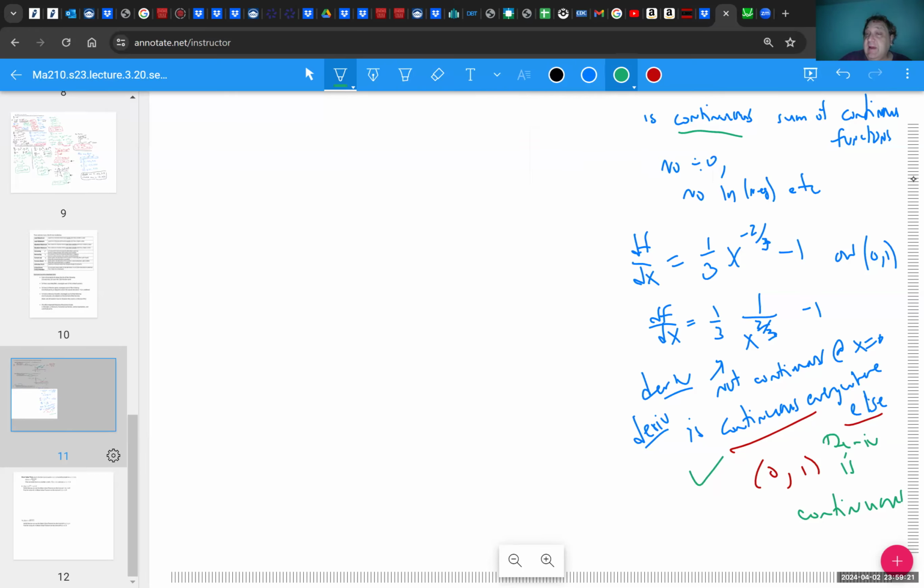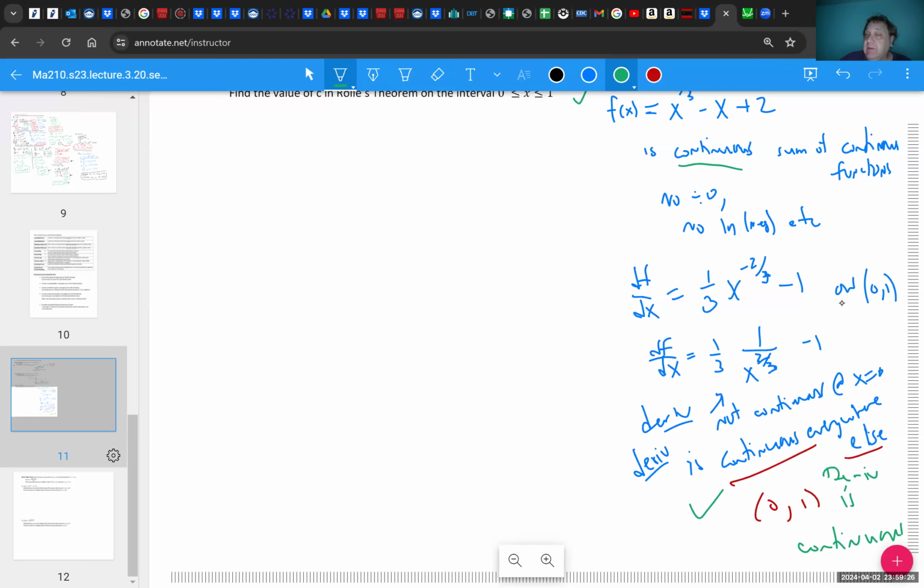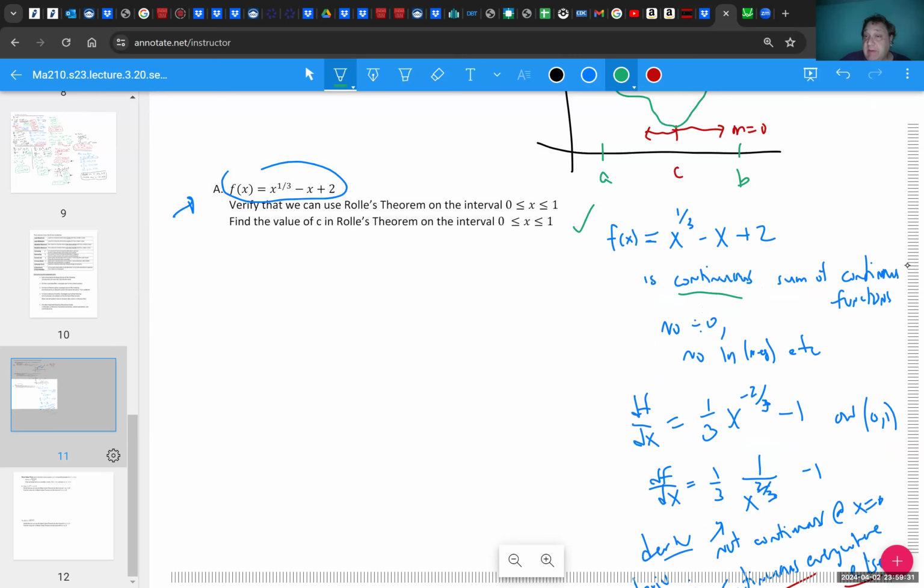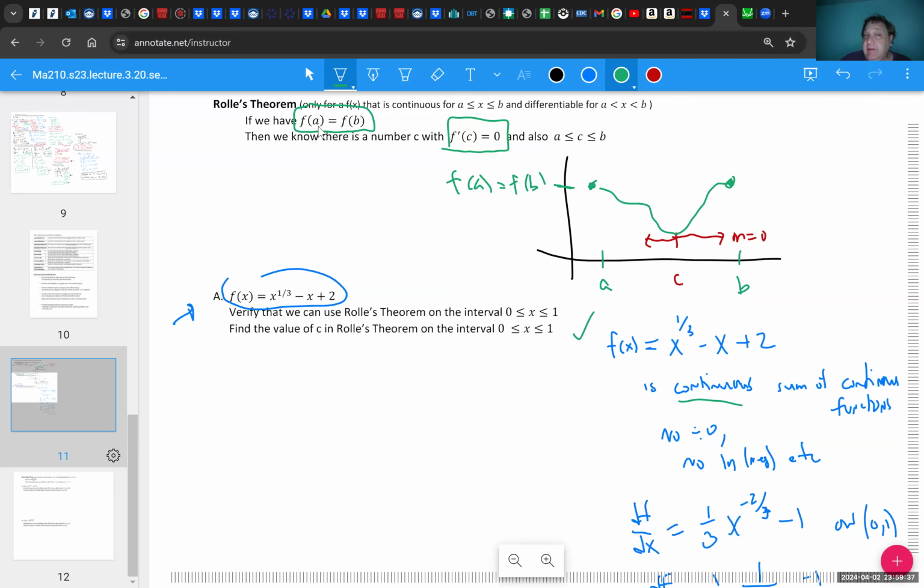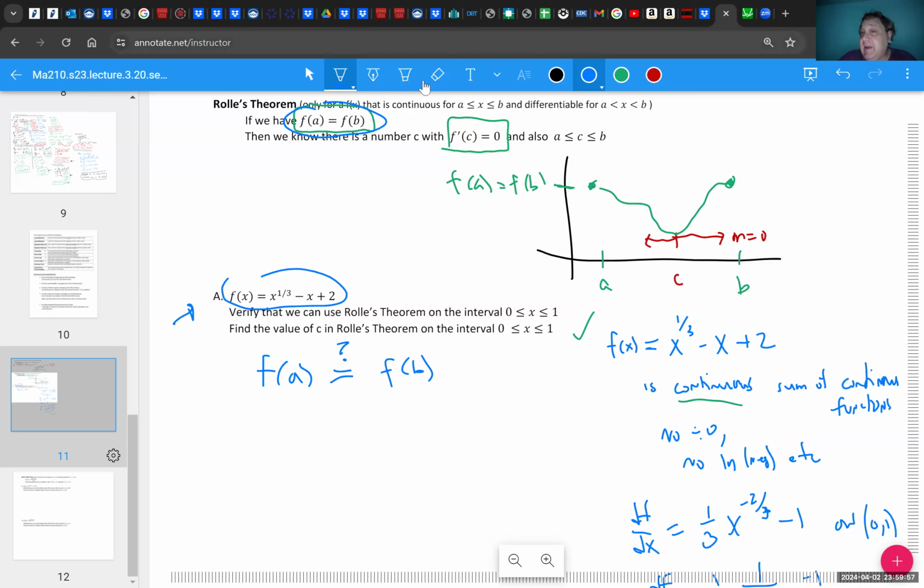So you have to verify that it's continuous. You have to verify it's differentiable. And sometimes you need to make a little argument, because it may not be differentiable, but the location where it's not differentiable may not be relevant. And the last thing we need to verify is that it's the same at each endpoint. So the function at endpoint A is equal to the function at endpoint B. So we have to verify that f of A equals f of B, right? We have to verify that because that's part of Rolle's theorem. We have to verify the endpoints have the same y height.